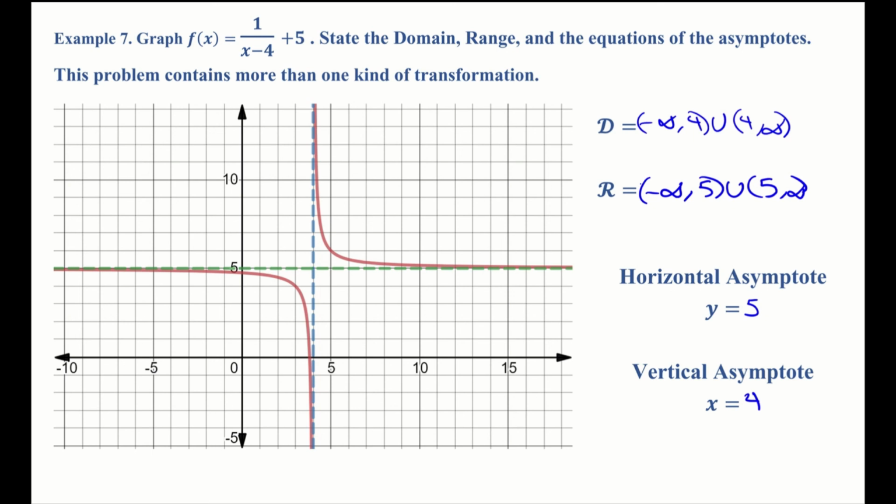So if you would like to see it in set builder notation, the domain is all x belonging to R, such that x does not equal 4. The range is all y belonging to R, such that y does not equal 5. There it is. So that's what we would consider to be mixed translations of the graph of y equals 1 over x, or the reciprocal function.